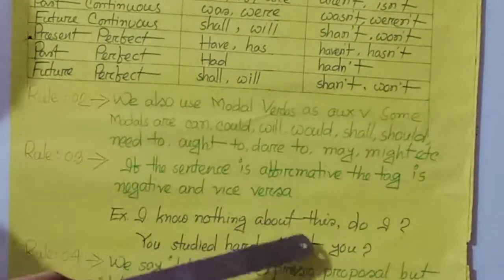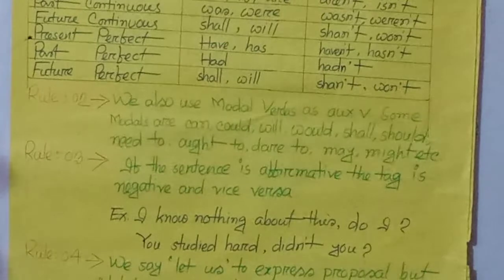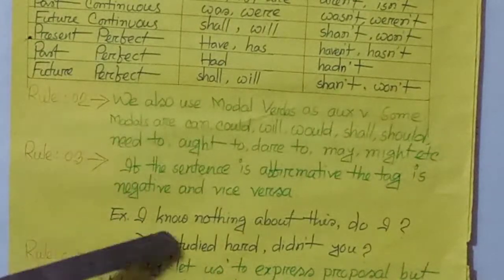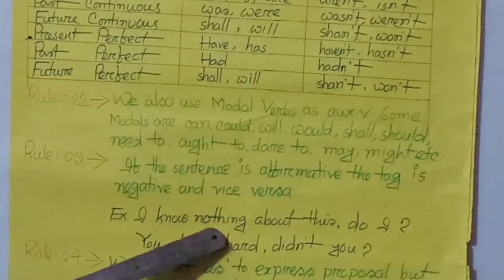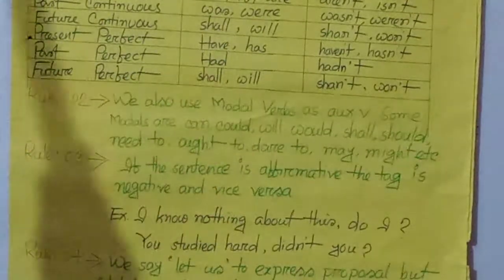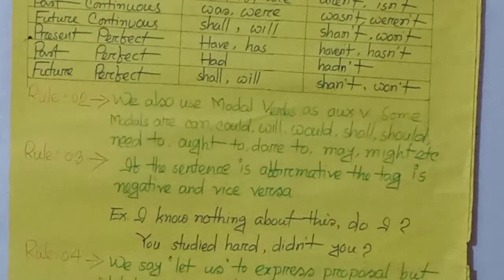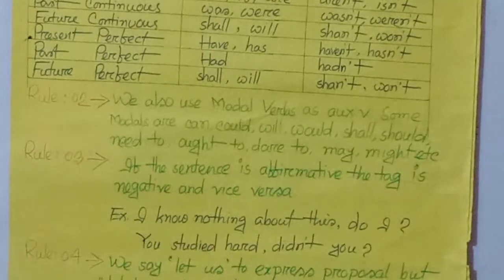I know nothing about this. So, what type of sentence is it? Yes, this is a negative sentence. How do we recognize it? In this sentence, we have the negative word nothing. That's why we understand that this is a negative sentence. So, the tag must be positive.